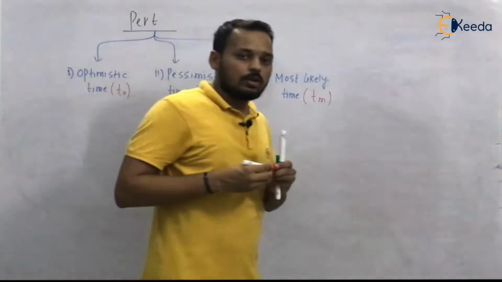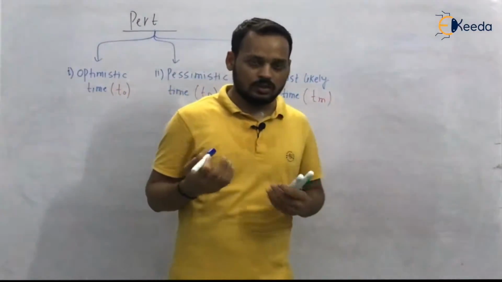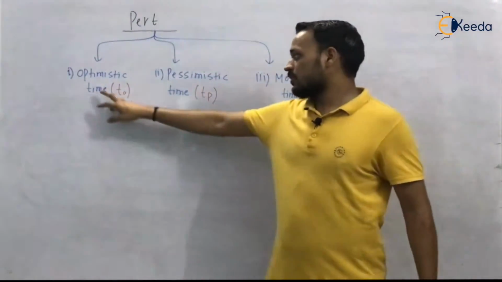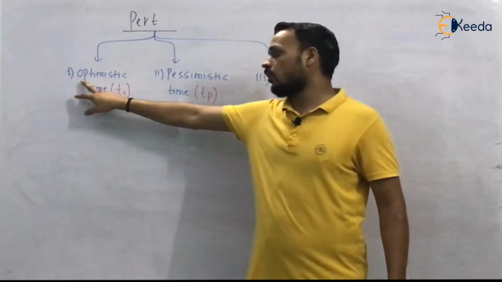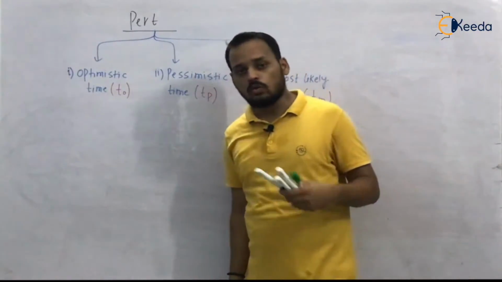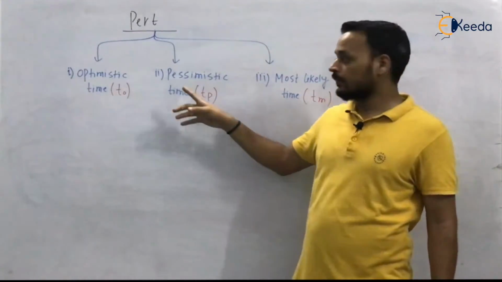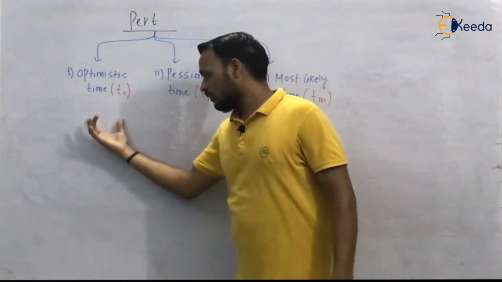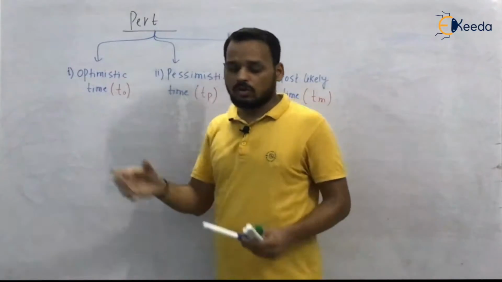So one by one we will discuss what is optimistic time, what is pessimistic time, and what is most likely time. So if I tell you to just look in the dictionary for the general English meaning of optimistic and pessimistic: optimistic means one who believes in God, and pessimistic means one who does not believe in God. Just like the meaning, the definition has been formulated.